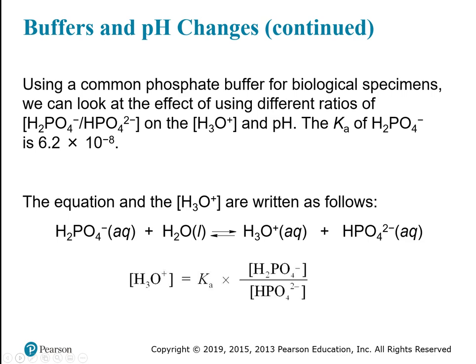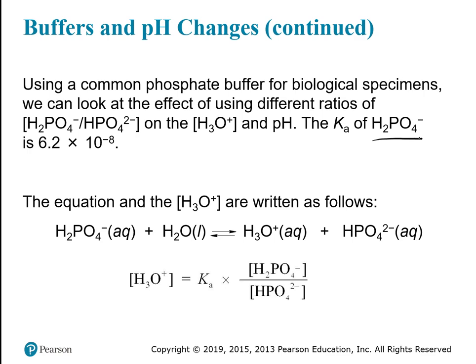If you want to look at how different ratios of the weak acid and the conjugate base affect the buffering capacity, we can do that. And we're going to use an example with the phosphate buffer. Okay, so the Ka for that is 6.2 times 10 to the minus 8.